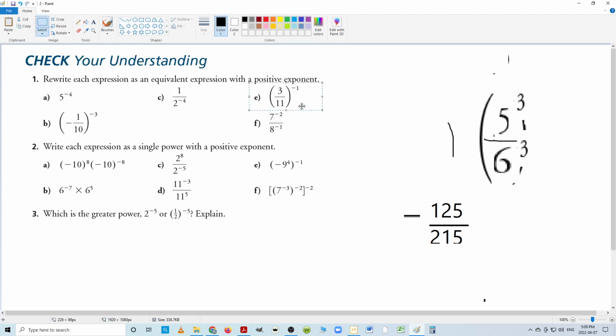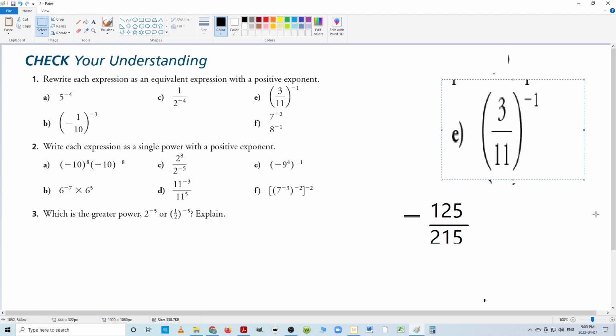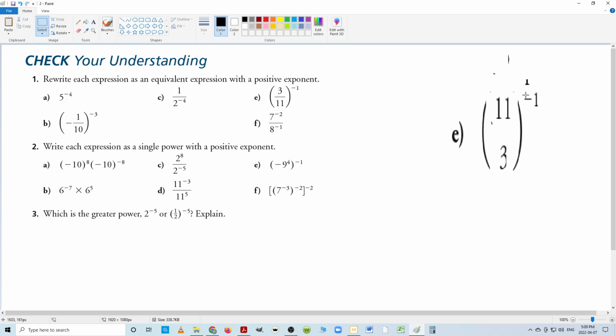This one, as I said before, they're actually very easy when you do it this way instead. The 11 can just go up to the numerator, and the 3 can come up to the denominator, and we change that negative 1 to a positive 1. And of course, since that's just 1, it's 11 over 3. And I sometimes erase the fractions, but it's still there, like that.